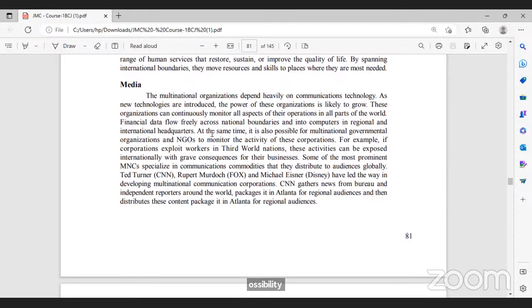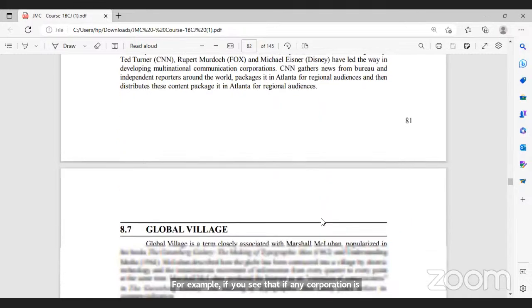So financial data flow freely across national boundaries and now into computers in regional and international headquarters. At the same time, it is possible for the MNCs and NGOs to monitor the activity of the corporation. For example, if any corporation is exploiting workers in a third world nation, these activities can be exposed through the media.